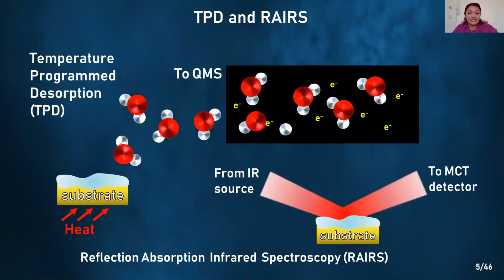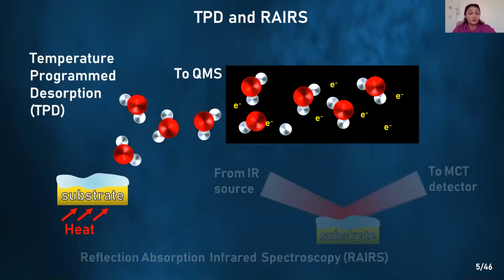So the two techniques that I use are temperature programmed desorption, also known as TPD, and reflection absorption infrared spectroscopy, also known as RAIRS. With TPD, I'm able to measure the mass of the desorbing species as a function of temperature. Since molecules have characteristic desorption temperatures, this is one way that we're able to identify the species formed.